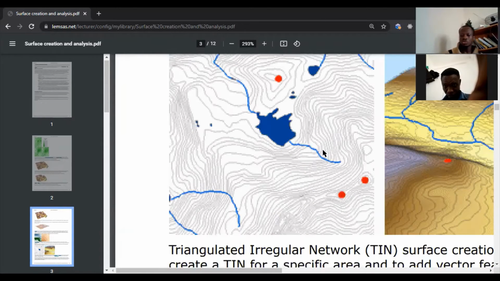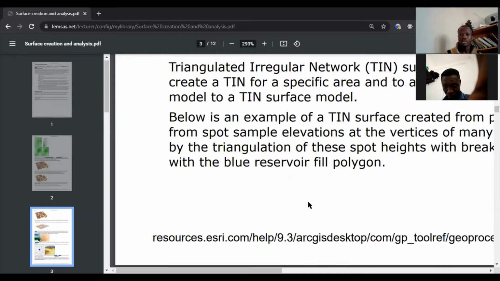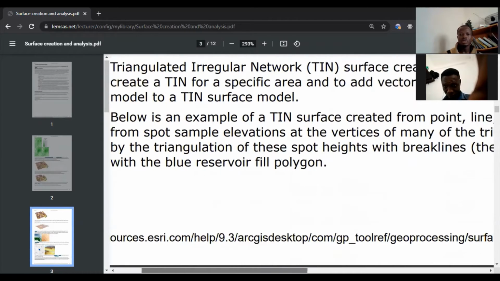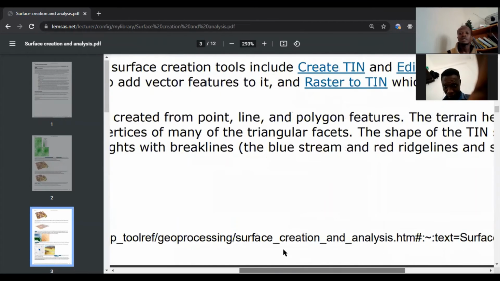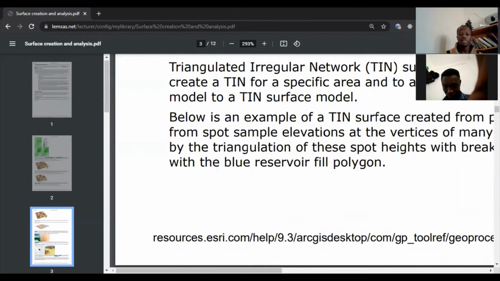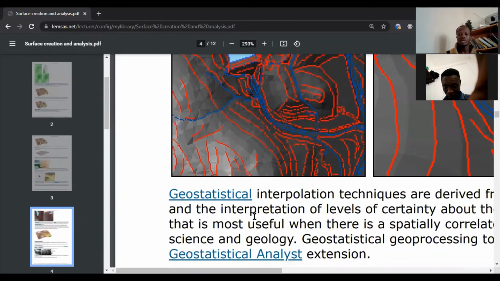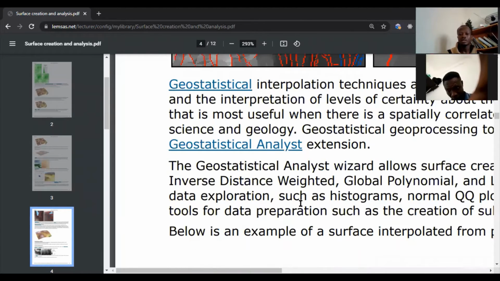We'll ignore this topo part. Have we talked about TIN, triangulated irregular network surface creation tools? I think they allow us to create a TIN. So let's see if we can have a TIN. I'm skipping a lot of these things.